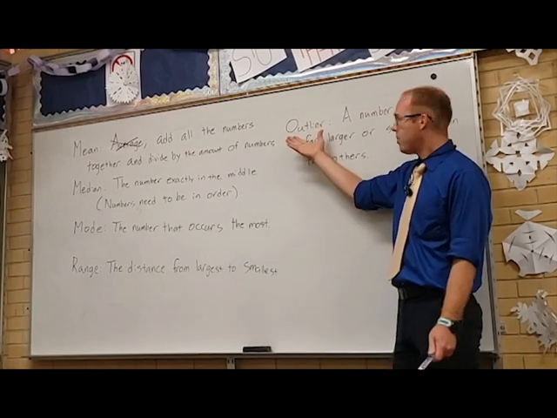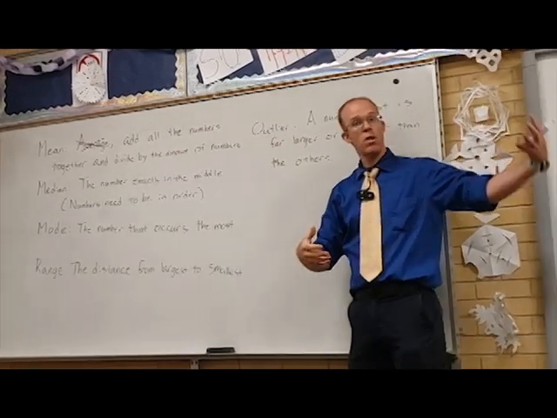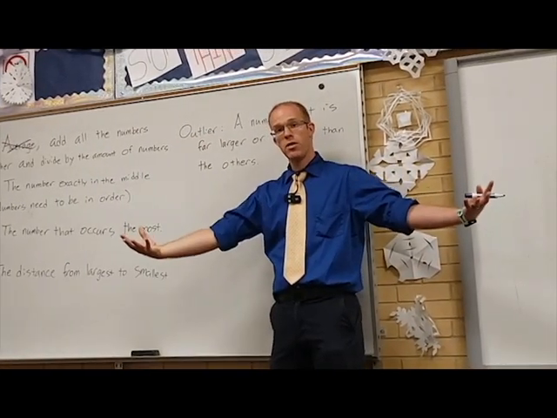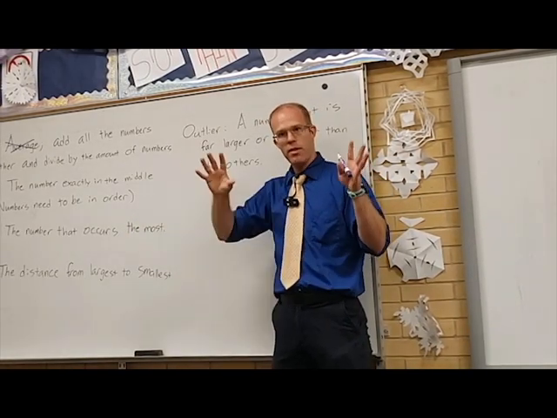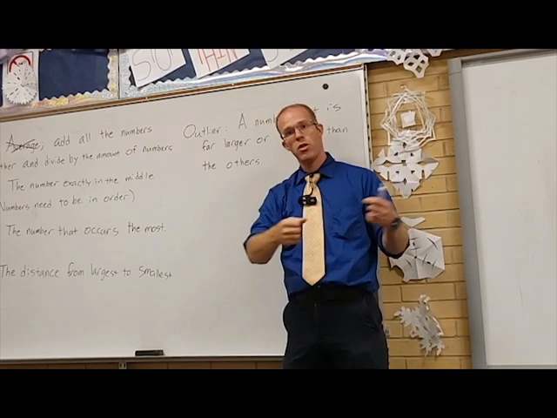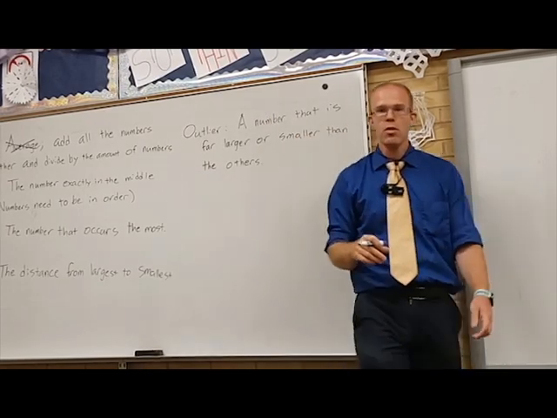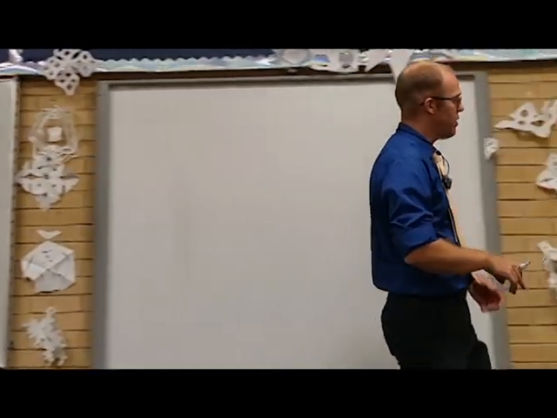An outlier is a number that is either far larger or far smaller than the rest of our data. So we're going to look at our data, and again, it helps if it's in order, and see if there's one that seems much larger or much smaller. So let's do a couple of examples of these.